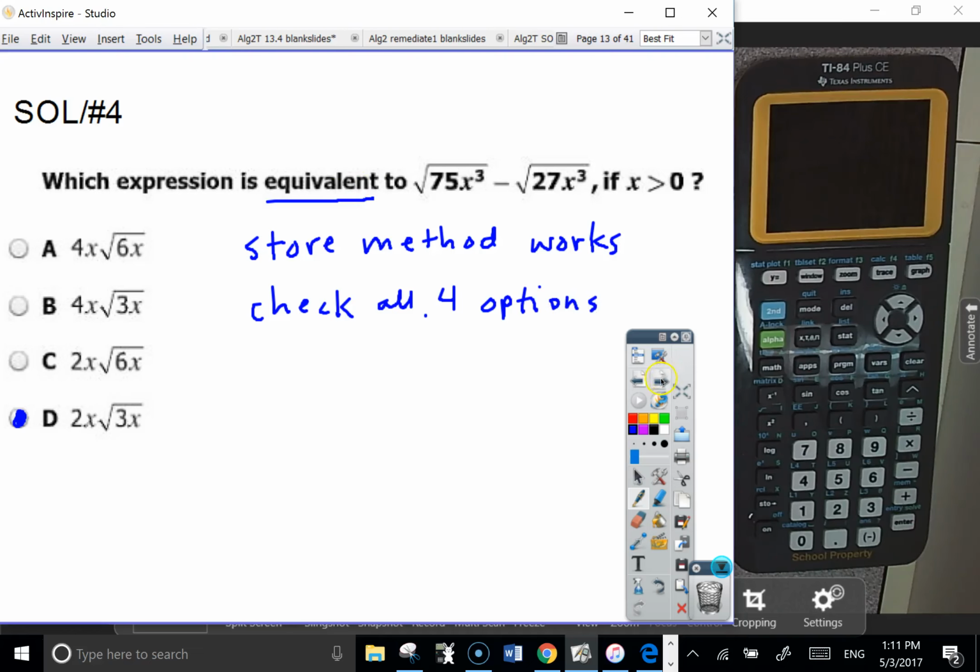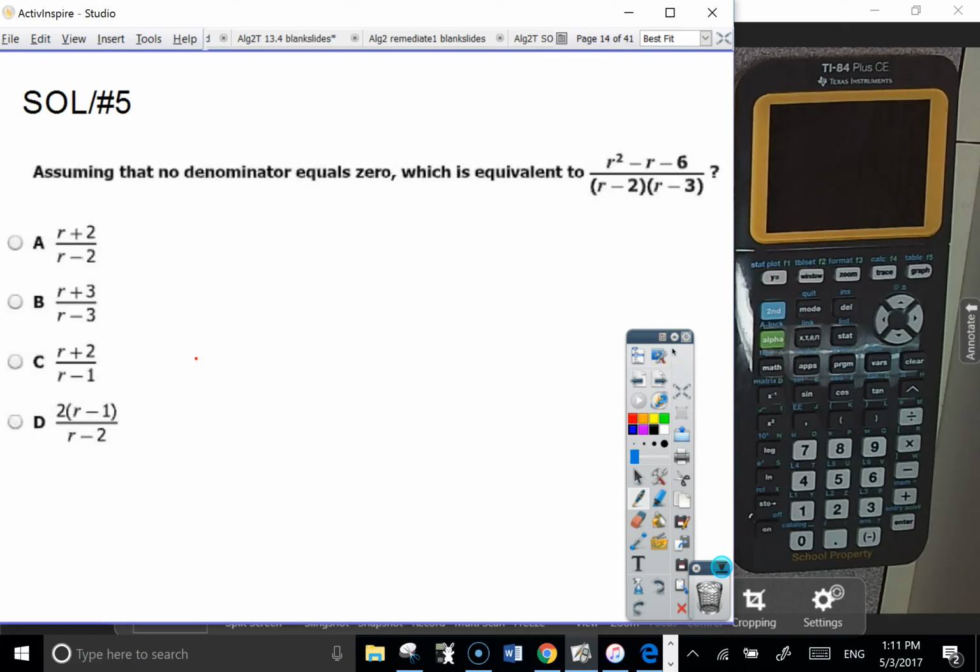Okay, next, number 5. So this one, I would call this one simplifying a rational expression. Okay, what's the first step we should take? You should factor everything. Ultimately, we're going to want to cancel common factors, but at this point the denominator is factored, but the numerator is not factored. So the first step always is to factor everything.